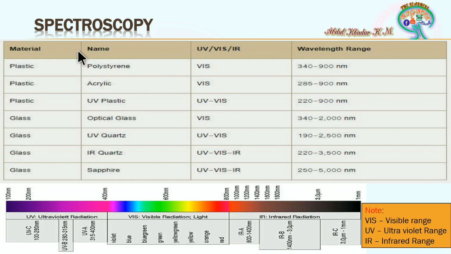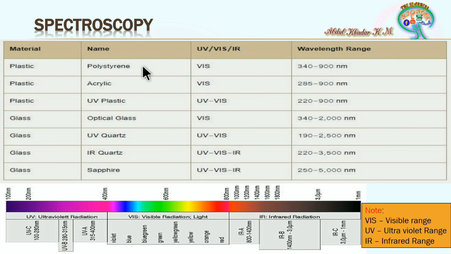So here the name of this particular cuvette is as per the radiation wavelength. If it is VIS, it is called the visible range cuvette. If it is UV-VIS, we can use it for both the ultraviolet range and the visible range. If it is IR, it is the infrared range. So here you can see the cuvettes.